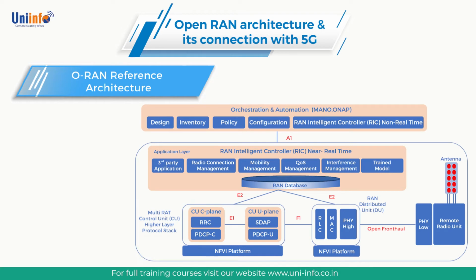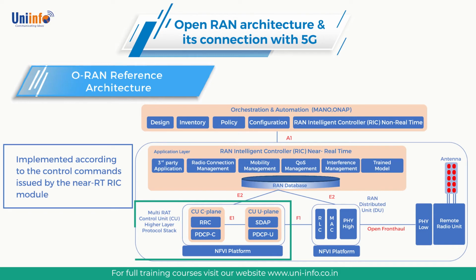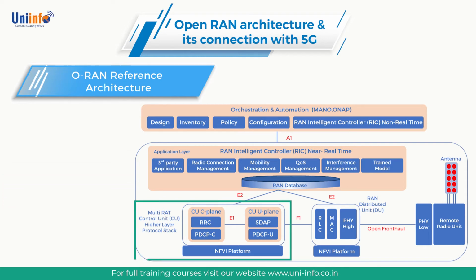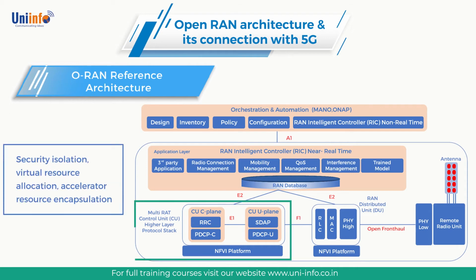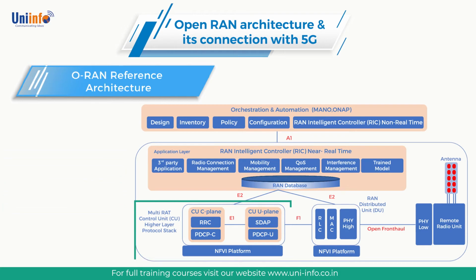Multi-RAT CU protocol stack function. The multi-RAT protocol stack supports 4G, 5G and other protocol processing. The basic functions of the protocol stack are implemented according to the control commands issued by the near-RT RIC module, for example handovers. Multi-RAT CU function shall be deployed on a virtualization platform. This virtualization provides a highly efficient execution environment of CU and near-RT RIC with the ability to distribute capacity across multiple network elements with security isolation, virtual resource allocation, accelerated resource encapsulation, etc.